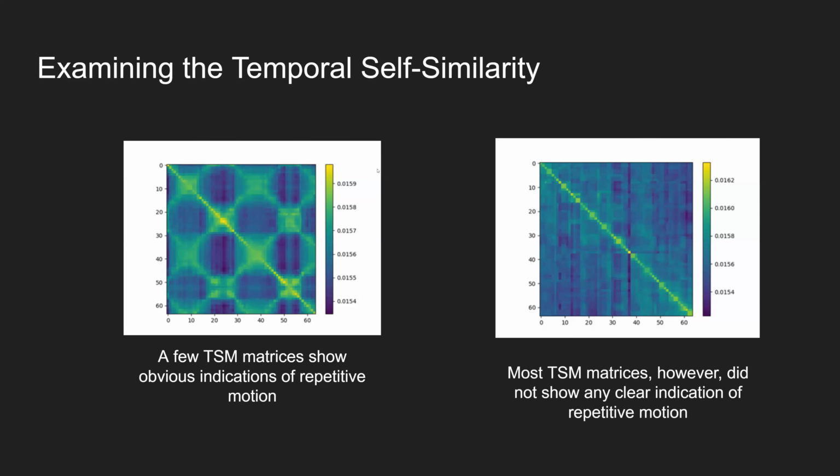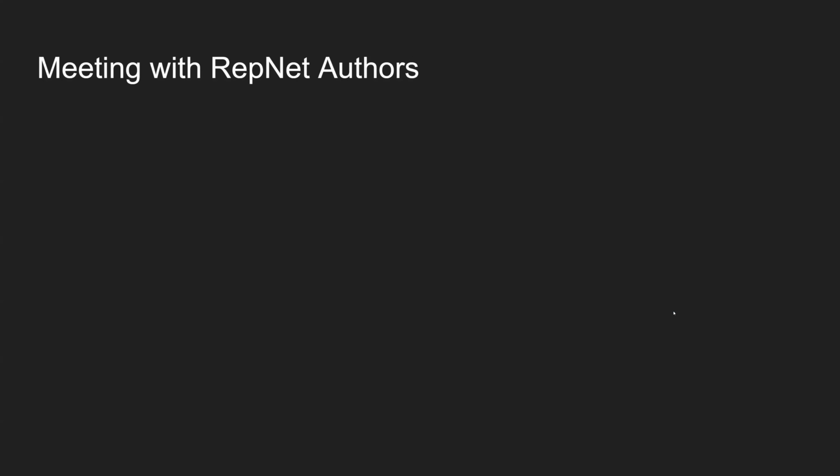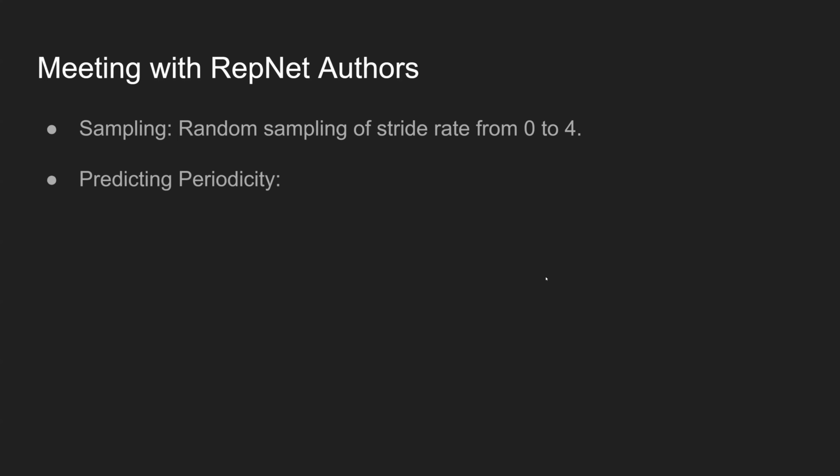So obviously authors very often cherry pick the qualitative results they use, but for our implementation, some of the matrices clearly showed a kind of repetition going on, but then many of them did not. So we actually got together and met with the team at DeepMind, the RepNet authors, to figure out what exactly we weren't doing right. Why couldn't we replicate their results, and why wasn't our transformer method working?